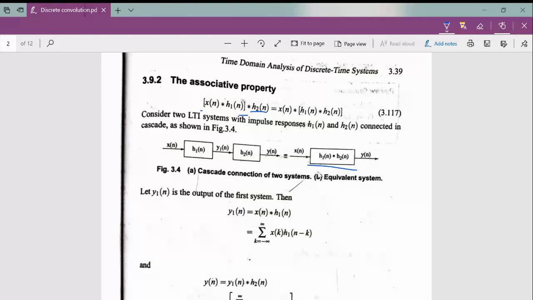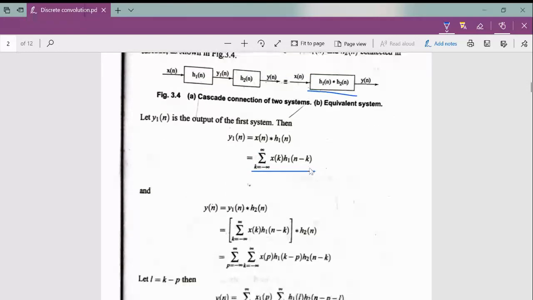x of n convolution h1 of n convolution h2 of n. Then we give our input x of n here and it will produce an output y of n. Okay. So let y1 of n be the output of the first system. What is the equation for y1 of n? y1 of n will be equivalent to x of n convolution h1 of n, and we are writing the convolution equation expansion.